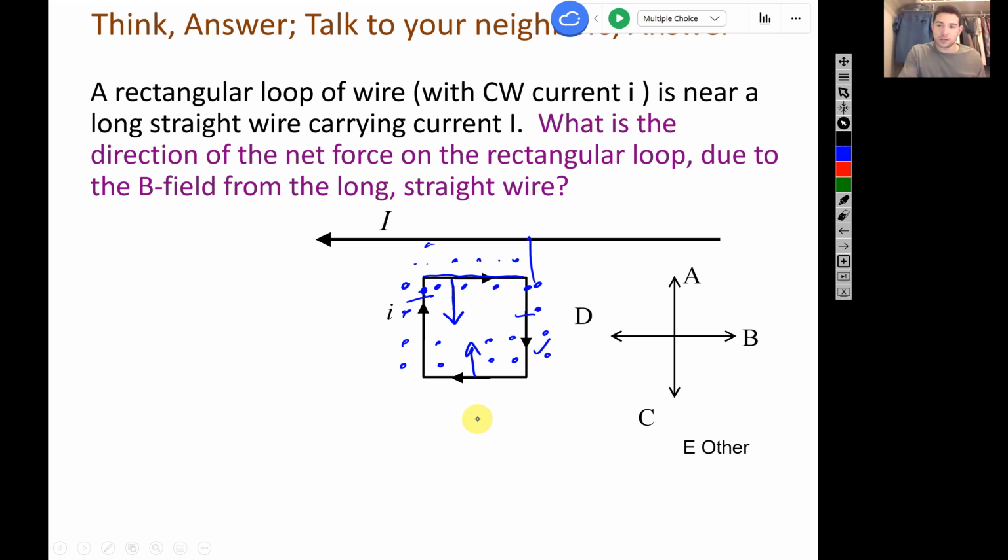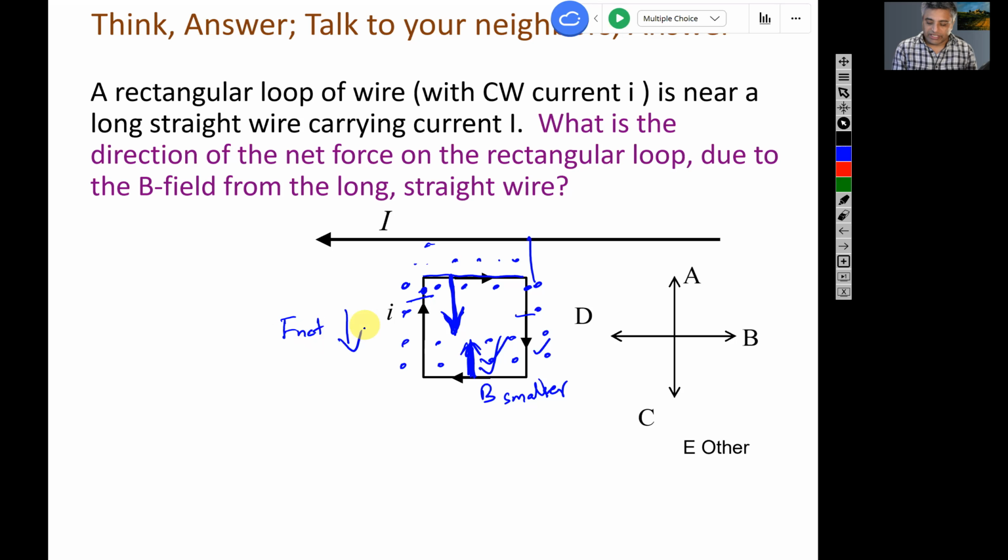The distance isn't the same between them though, right? So one's further. So that means the distance is different, meaning B here is smaller. R larger means B smaller. B smaller means the force is going to be smaller. So this force is smaller. This force here is smaller than this force here. So let me make this one a bit longer and this one a bit shorter. So F net is pointing in that direction. Hey, it looks like C is the correct answer.